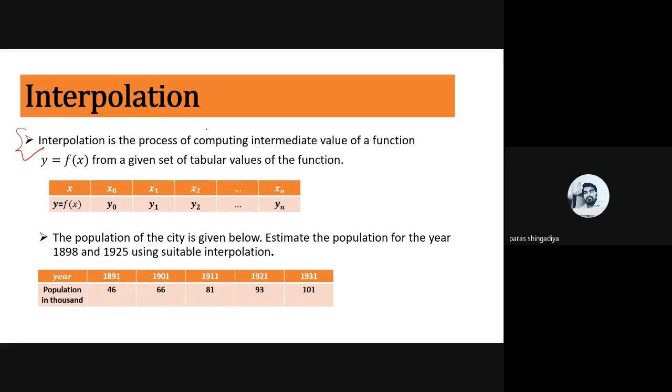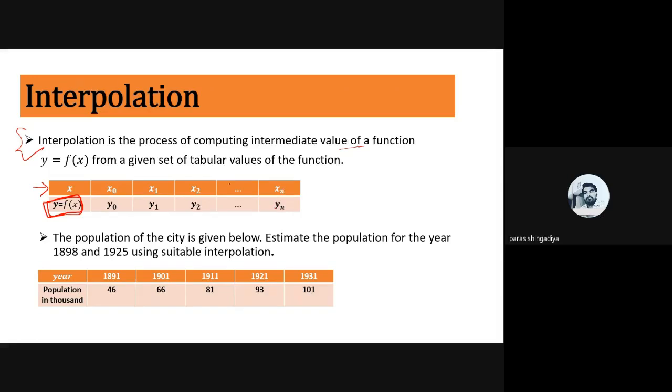Interpolation is the process, as we already discussed at the start of this topic, of computing intermediate values of a function. You can consider any function, any mathematical model, any experiment here. We have input values x0, x1, x2, x3 up to xn, and the output values y of x. At x0 we get y0, at x1 it is y1, at x2 it is y2, up to the last one, xn.